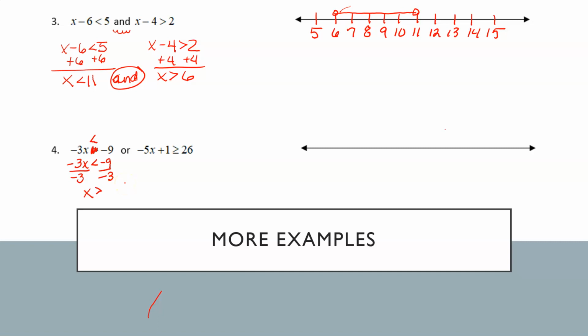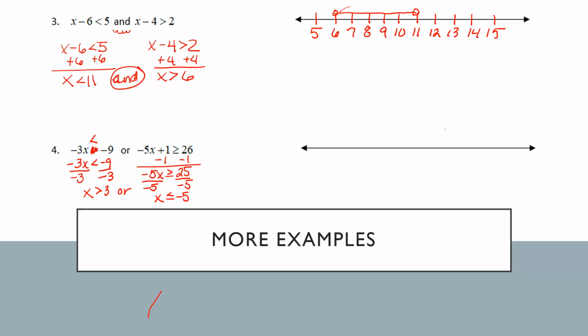So I have x is greater than 3, or now here I'm going to subtract 1 from each side. So I have negative 5x is greater than or equal to 25. And again, I'm dividing each side by negative 5, so I got to flip. So x is less than or equal to negative 5. Don't forget to flip those signs if you multiply or divide by a negative number.